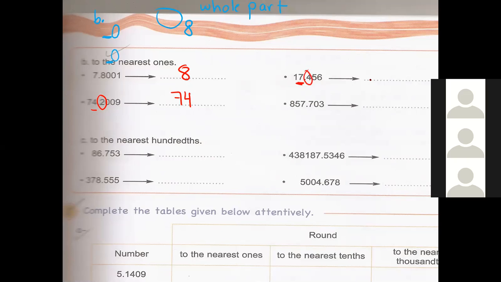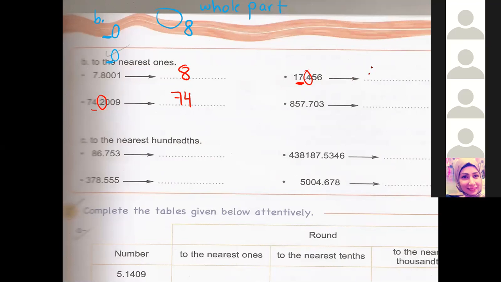Four is less than 5, so it will stay the same. So the answer is? Tell me the 17 answer. 17 point... No, point zeros. 17.456, Fatima, point zeros which means nothing. So it means 17.